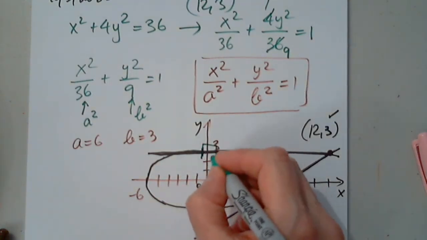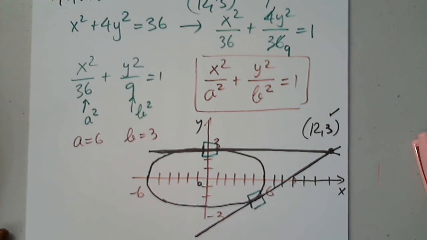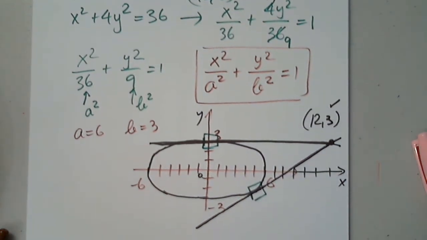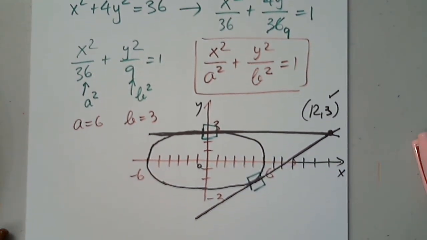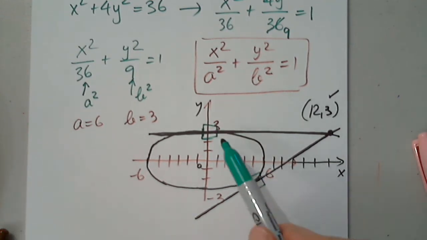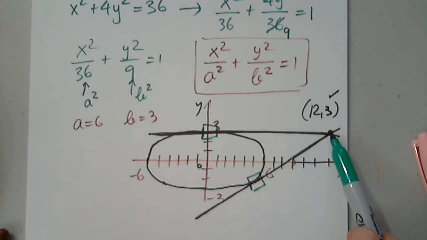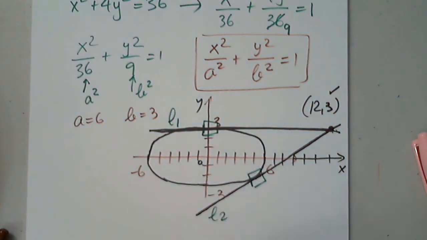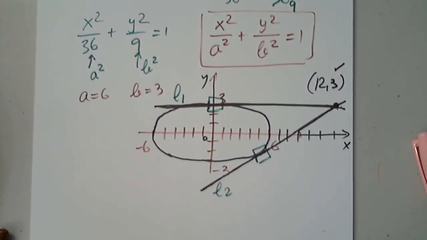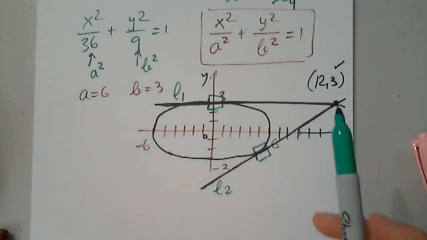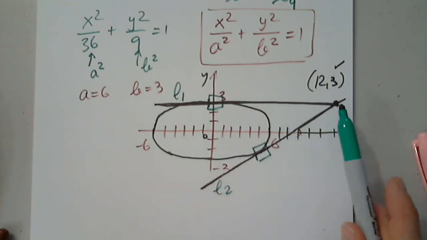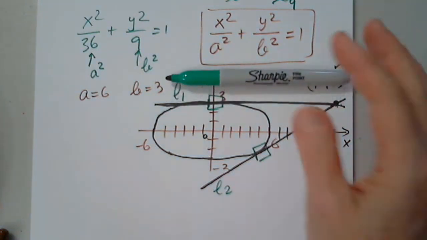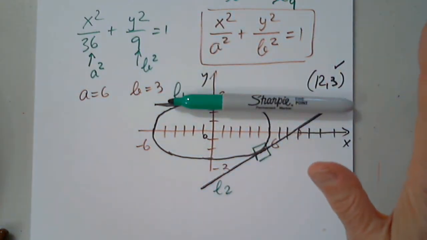I'm not really interested to find those points till later. So this is a tangent that passes through this point, and this is a tangent that passes through this point. So I'm going to call this line 1, and I'm going to call this line 2, or tangent 1 and tangent 2. So in order to determine the equation of this line, which I already know, it's y equals 3. There is no discussion there for this one, obviously.